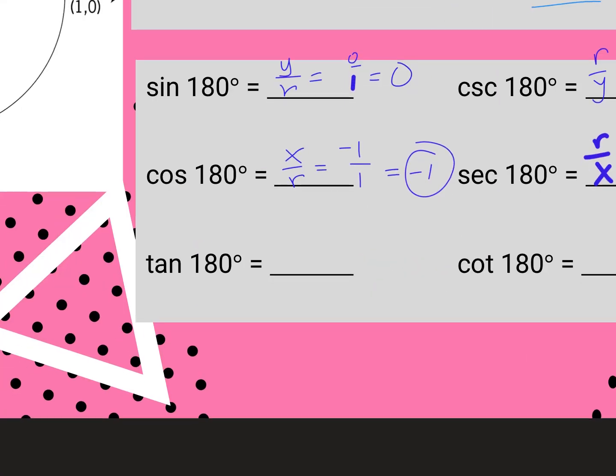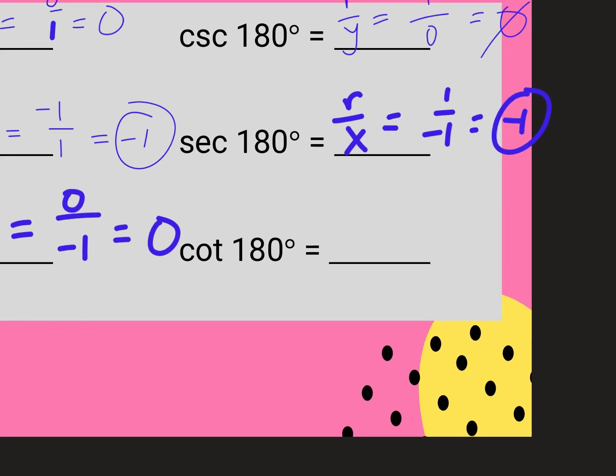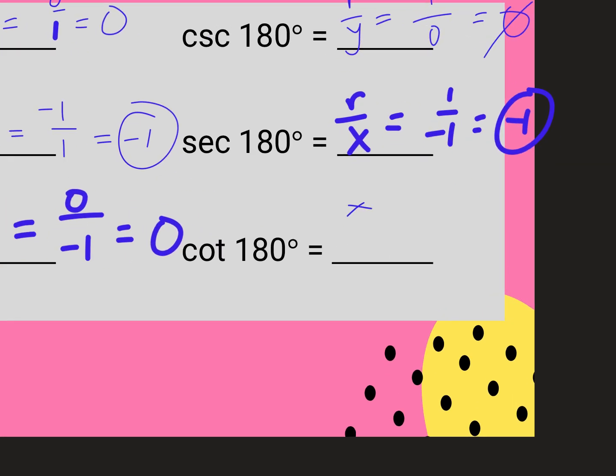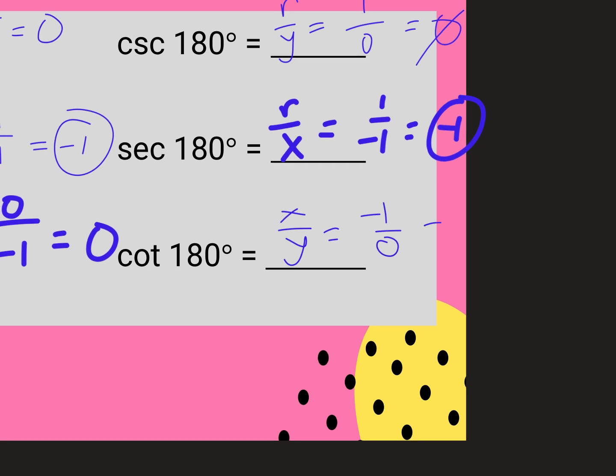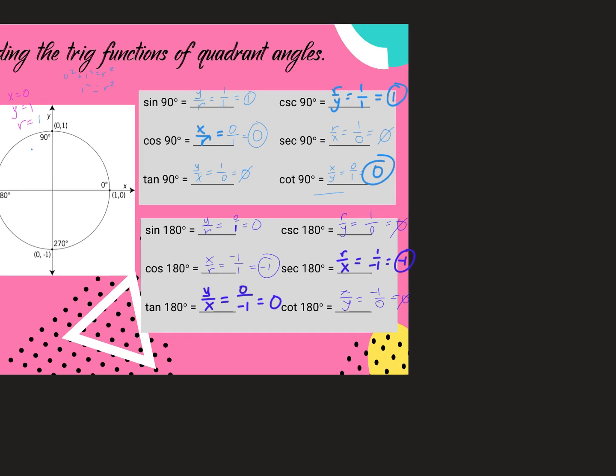Great. And then the last one, tangent. Tangent's whatever over what? Y over x. Okay, so what's your y value at 180? 0 over your x value gives you 0, correct? Cotangent is whatever over what? X over y. So at 180, what's your x value? -1 over 0, correct? Which gives you no solution or undefined. Good.